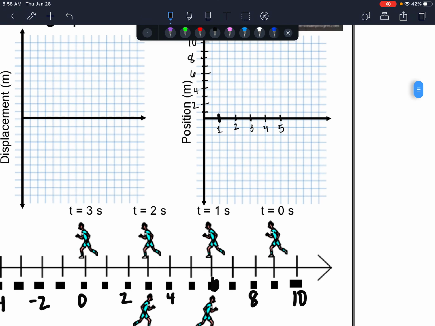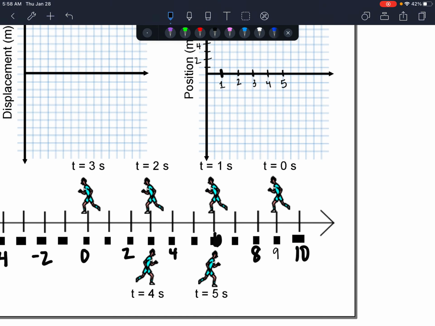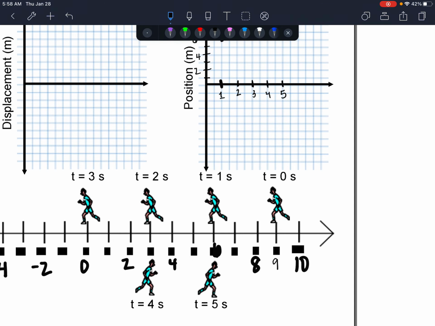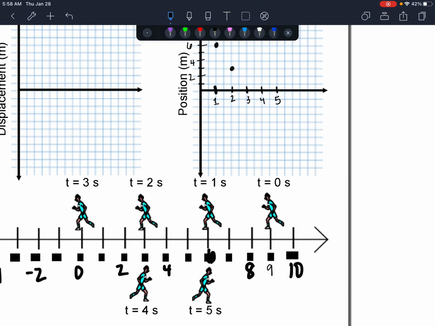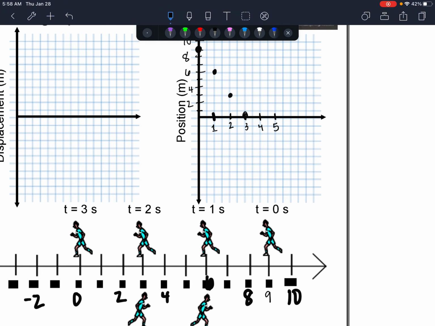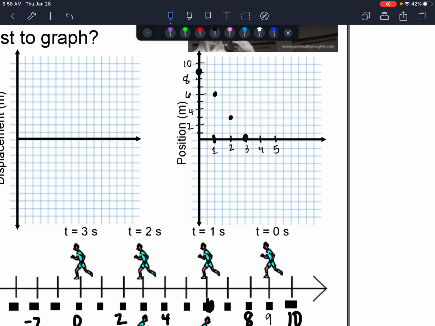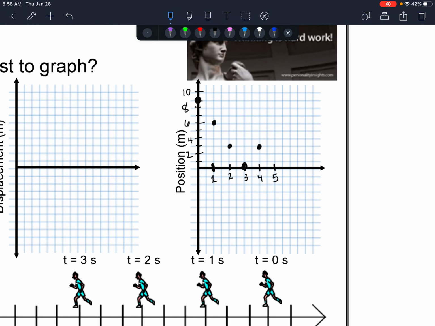All right. So at time 0, my runner was at a position of 9. At time 1, my runner was at 6. At time 2, my runner was at 3, which is here. At time 3, my runner was at 0. At time 4, my runner was at 3 again. And then at time 5, my runner was at 6.